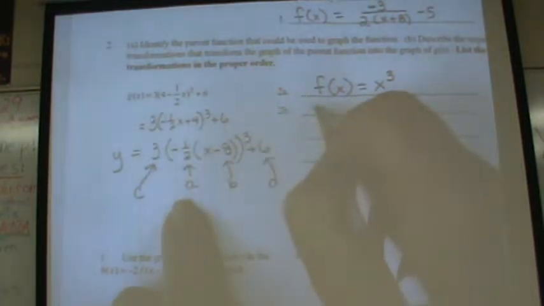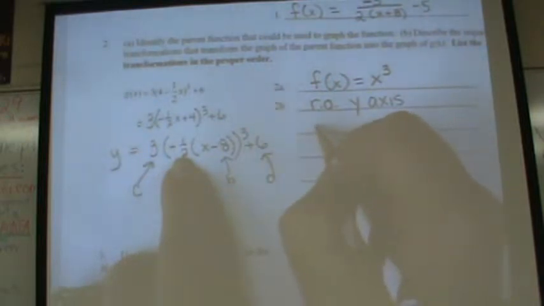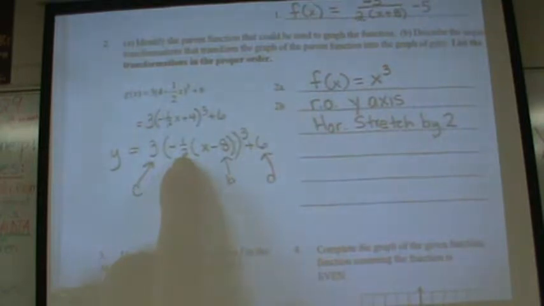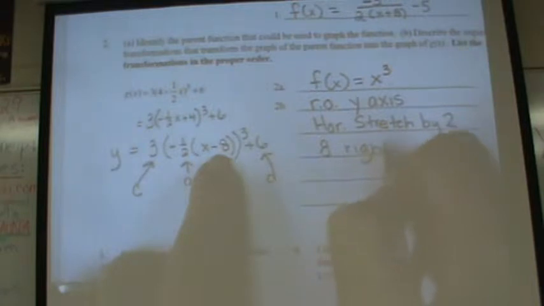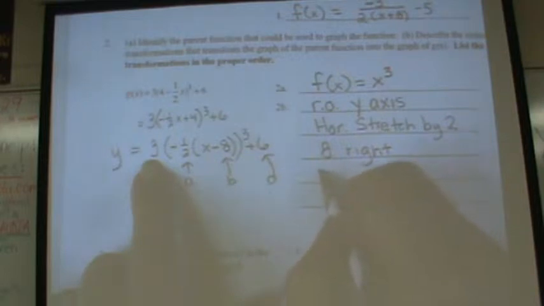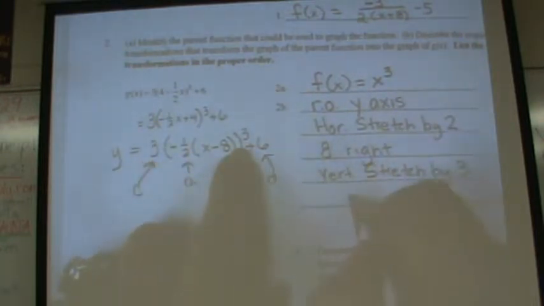Since there's a negative, it's a reflection over the y-axis. Then this 1/2, you flip it, you get a 2. This would be a horizontal stretch by a factor of 2. Then you go to b, and it's a negative 8, so you're going to say 8 units to the right. And you go to the c value here. It's greater than 1, so it's a vertical stretch by a factor of 3, and then 6 units up.